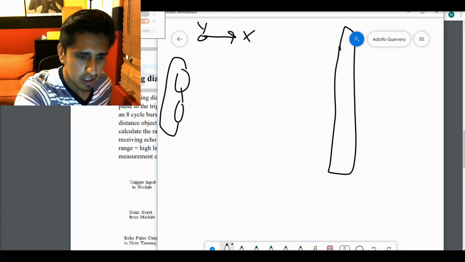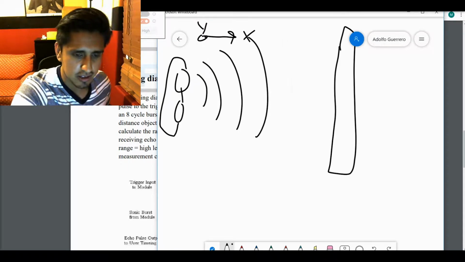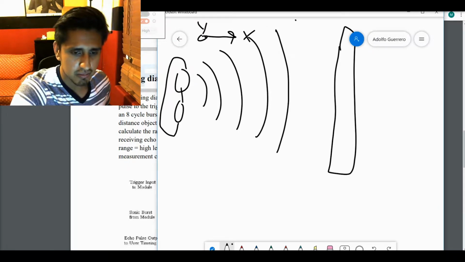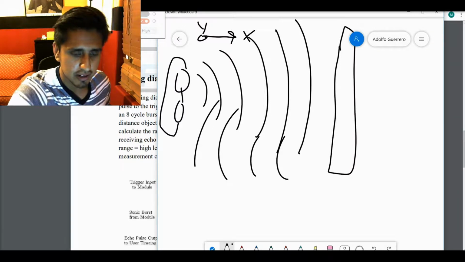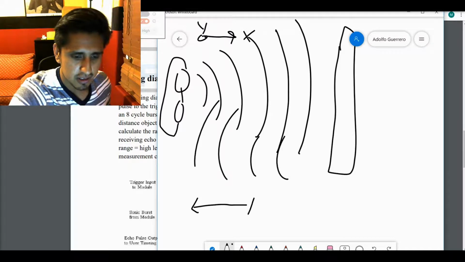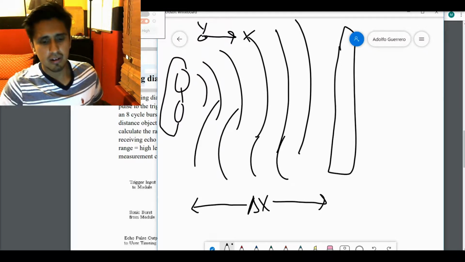And what this module does is it sends out a burst of sound waves like this. They're actually, I think, ultrasonic, I believe. And then it bounces off the object, and then it reflects back. And this is a delta x distance away, correct?